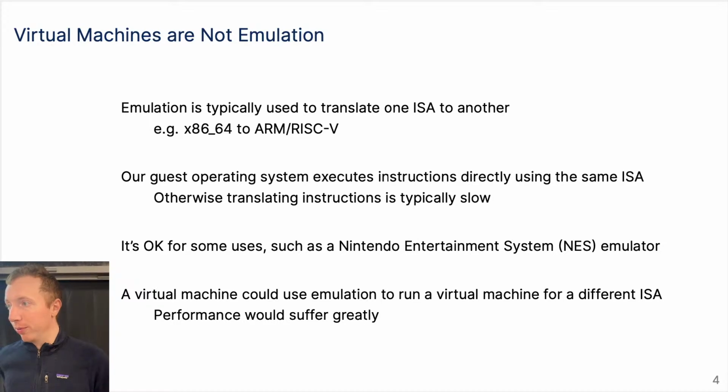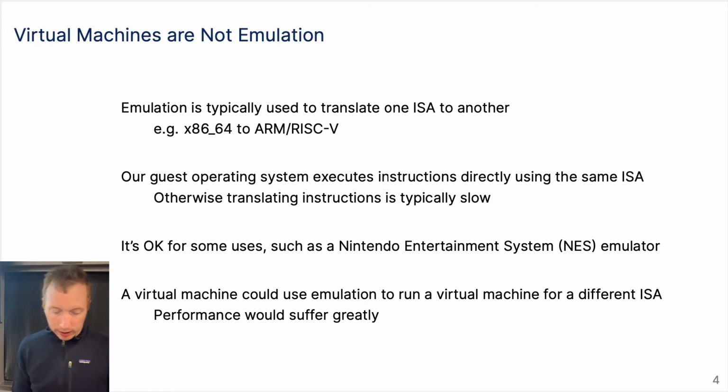If you want to write yourself a Nintendo emulator, which is a fun little project to do, you could do that because it's like an 8-bit CPU that runs at like 1 megahertz. So actually emulating all the instructions and translating them yourself is quite easy to do. A virtual machine could use emulation to run a virtual machine for a different ISA, but your performance is going to suffer a lot. Unless, some of the Macs are pretty good at translating x86 to ARM, but in general, that requires specialized hardware, and it would be slow.